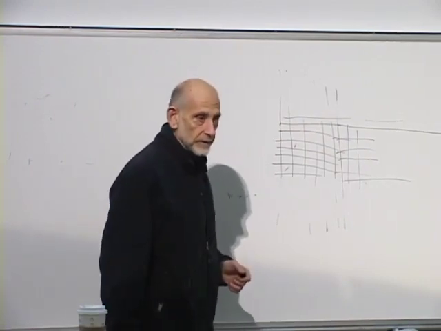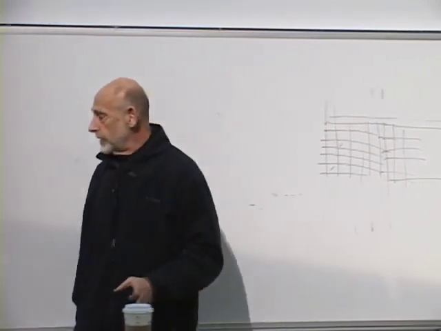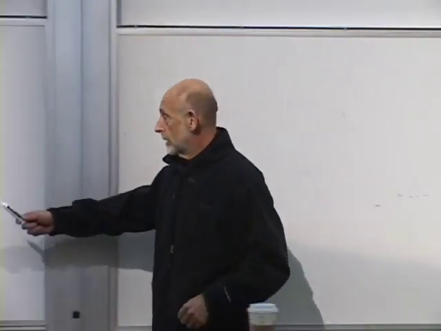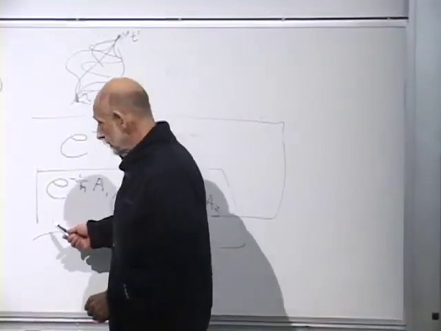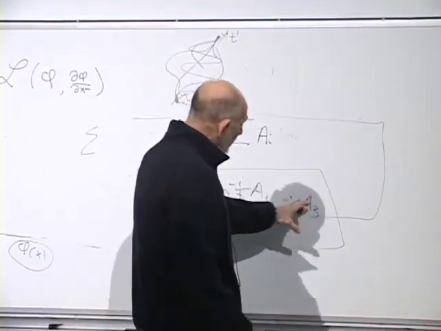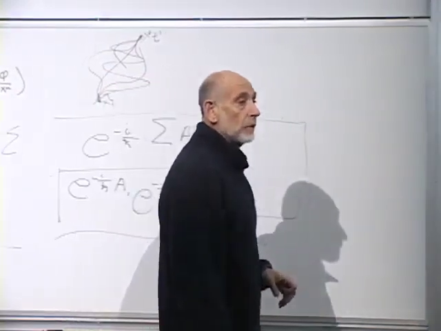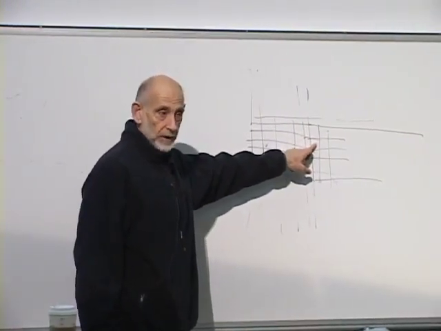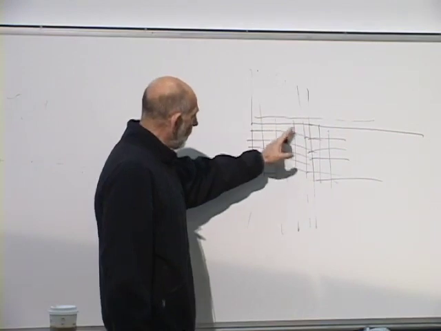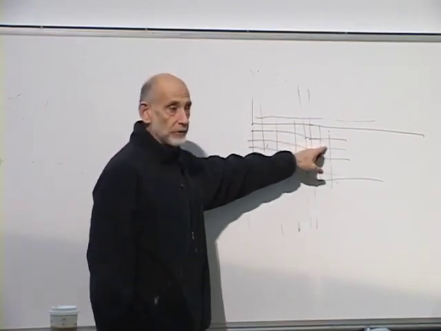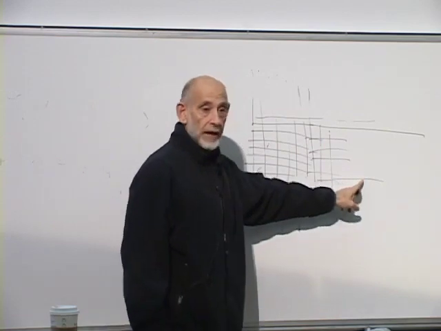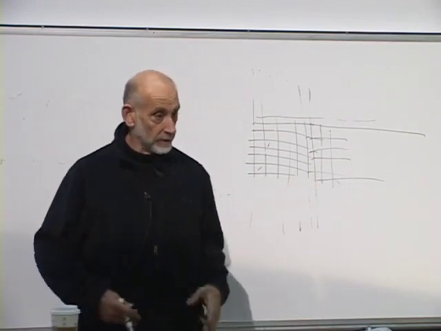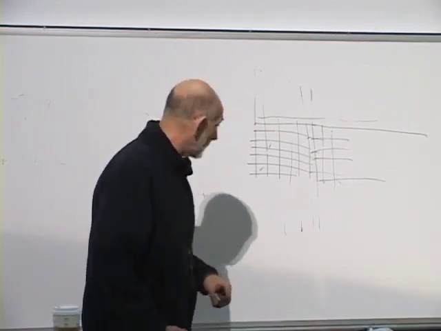for a given history, which means a given value of the fields in each cell. And we multiply them all together. We compute the exponential of the action, and then we sum it over all ways of populating the cells with fields. All possible histories means all possible values of the fields that could be in every cell, with the exception of the first row and the last row. The first row and the last row are fixed by the initial and final conditions.